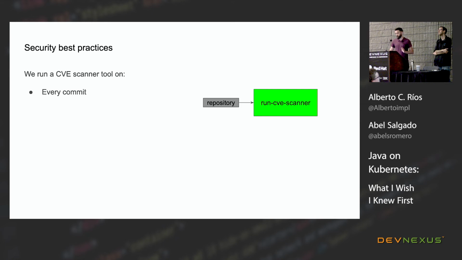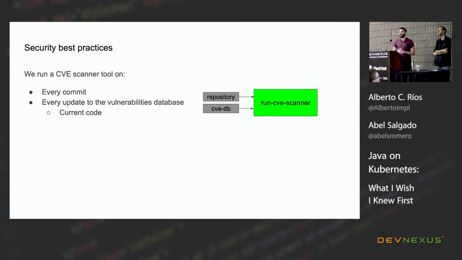Boom, that for sure. Then every time there is an update to the CVE database, we also run the same check, because we want to know if the latest CVE that was discovered is going to affect us or not. And this happens several times a day. I don't know if you are scanning or not, but if you are not, you will see how much this process is working.